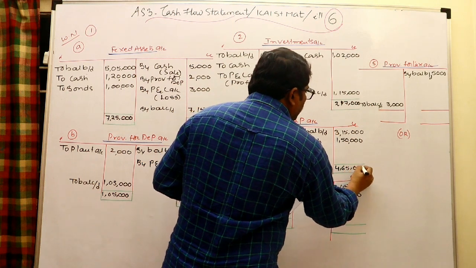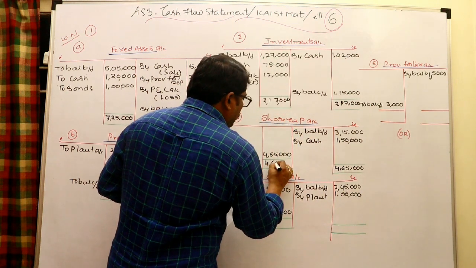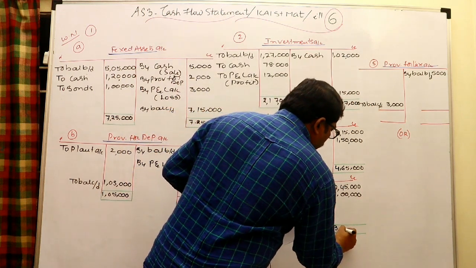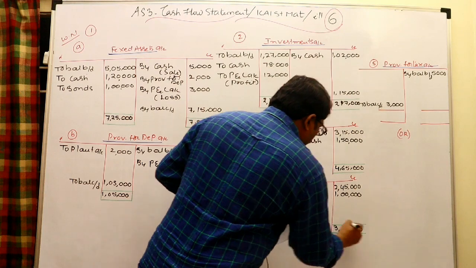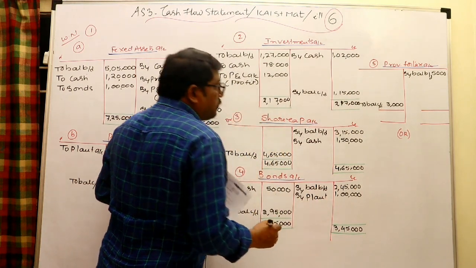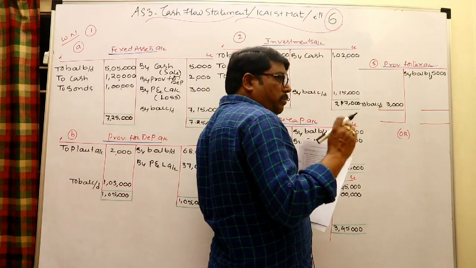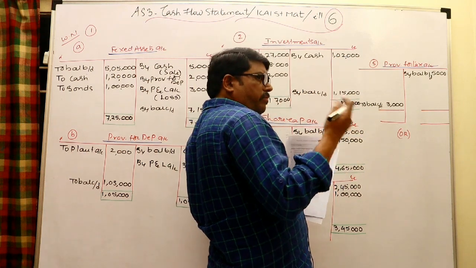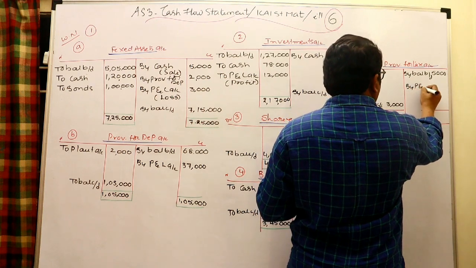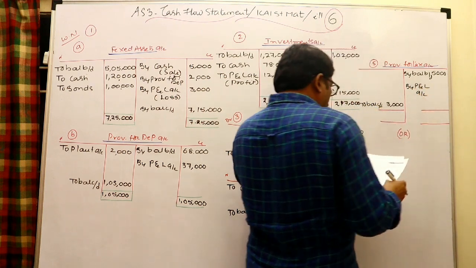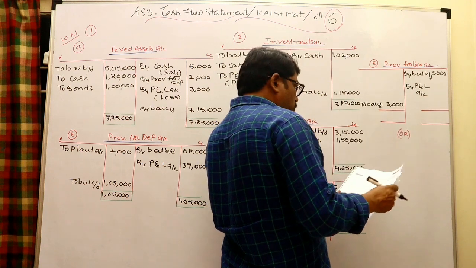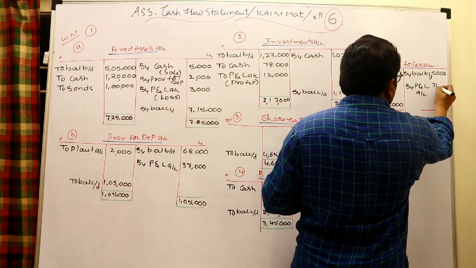Here 4,65,000. So this is 3,45,000. And here, how much provision made through P&L is given already, for which the entry is P&L to provision for tax. In the provision for tax by P&L, check it, how much is given through P&L, it is 7,000 income tax in P&L.